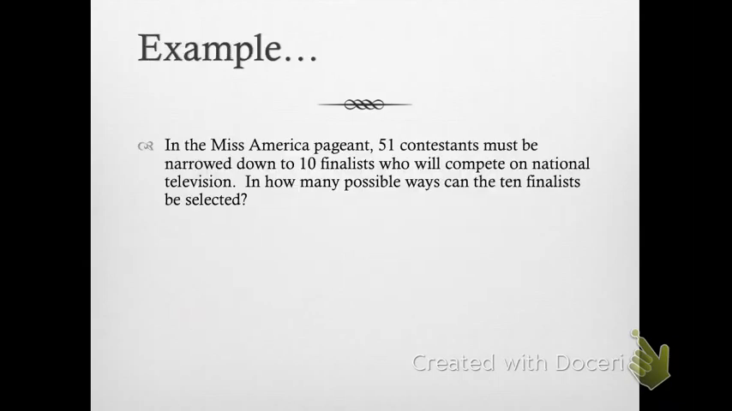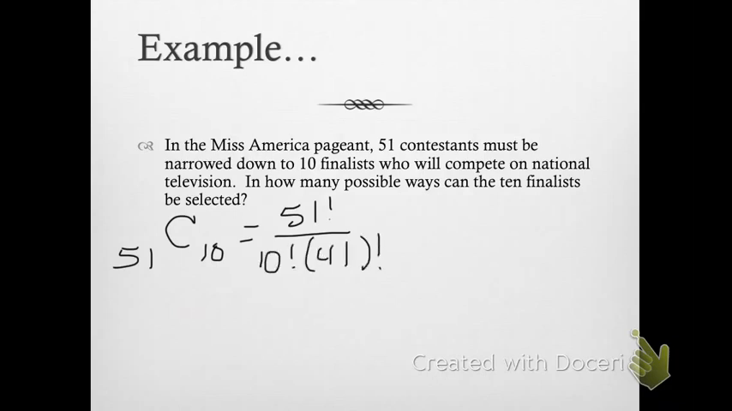So let's go ahead and set this up and solve it. We have 51 choose 10, which is equal to 51 factorial over 10 factorial times 41 factorial. So let's calculate that, which comes out to a really big number that we're going to use scientific notation for. Let's say we have 1.28 times 10 to the 10th ways of selecting.